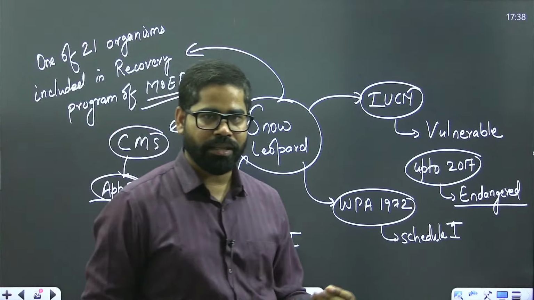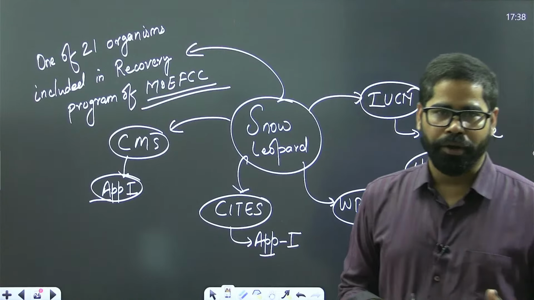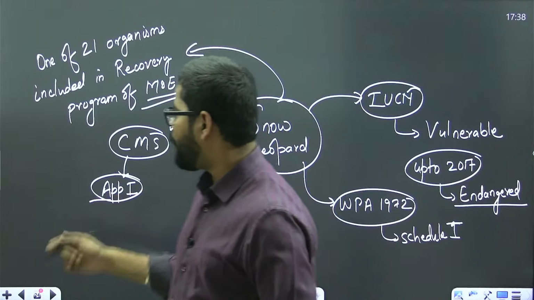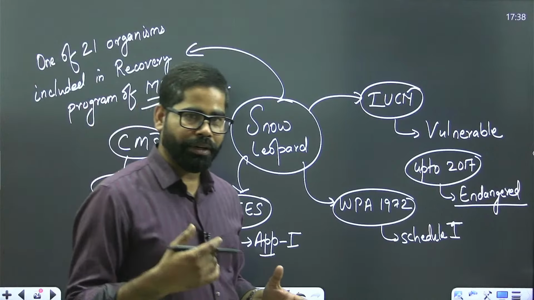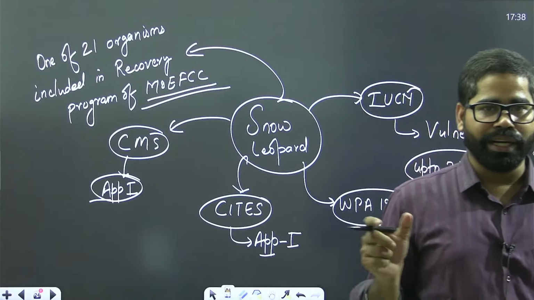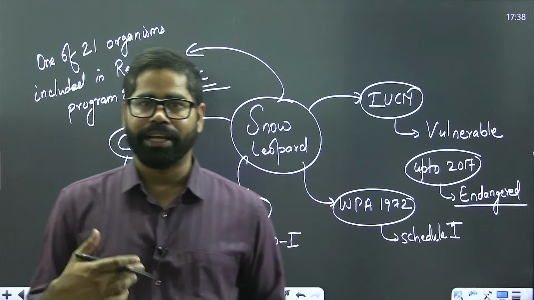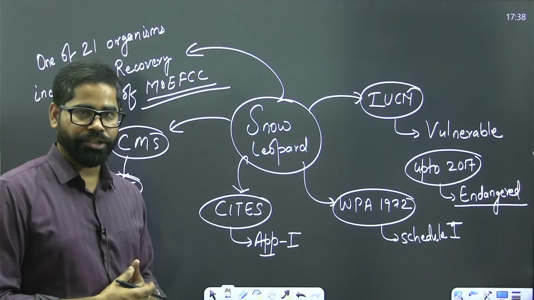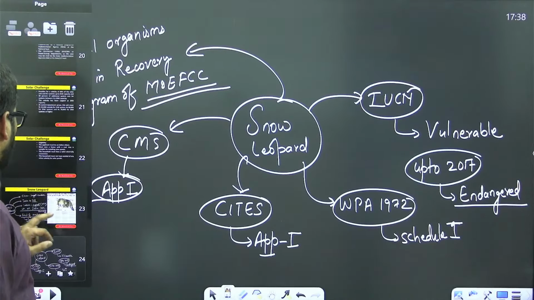Migratory Species, is also offering protection to this snow leopard. So there also you will find Appendix 1, and it has also been included by the Ministry of Environment, Forest and Climate Change under these 21 organisms which are for recovery. We are trying to recover them. We are trying to increase their population. So this is the fact about snow leopards in India.